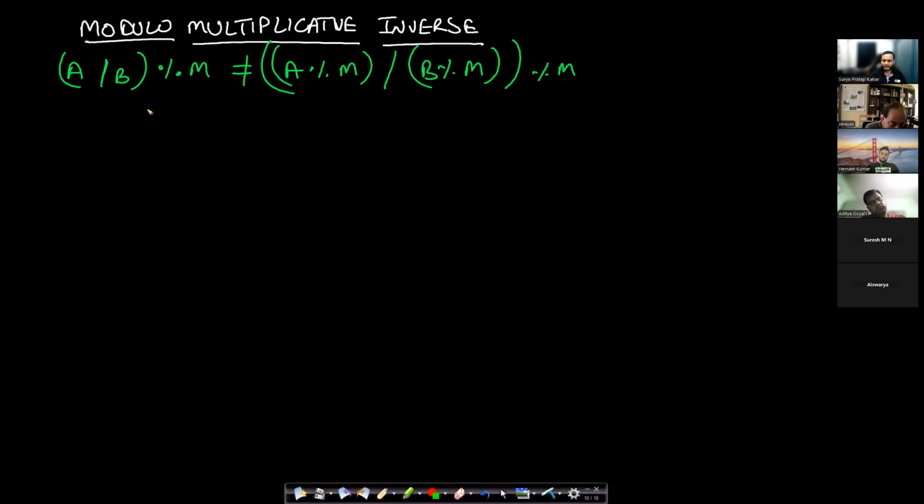So let's see simple examples for you to understand what a multiplicative inverse is. If I have to write a by b, can I not write it as a times b to the power of -1? This is called an inverse of b. Okay, this is called inverse of b.